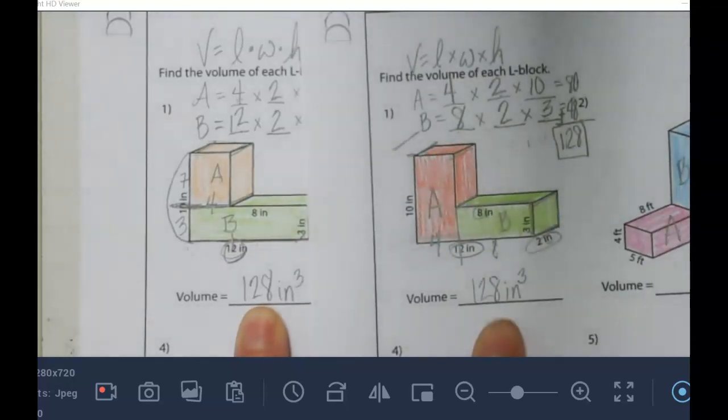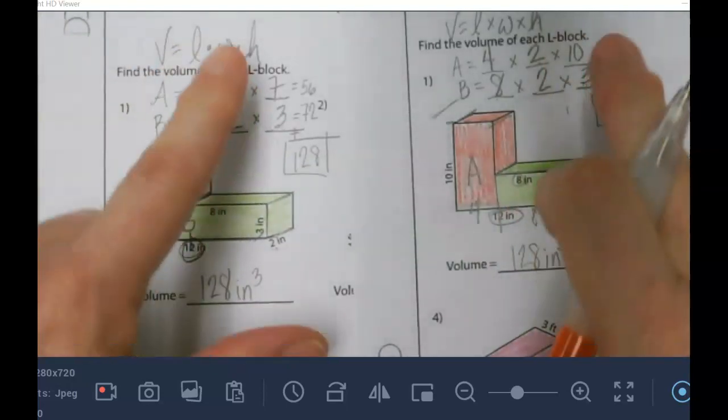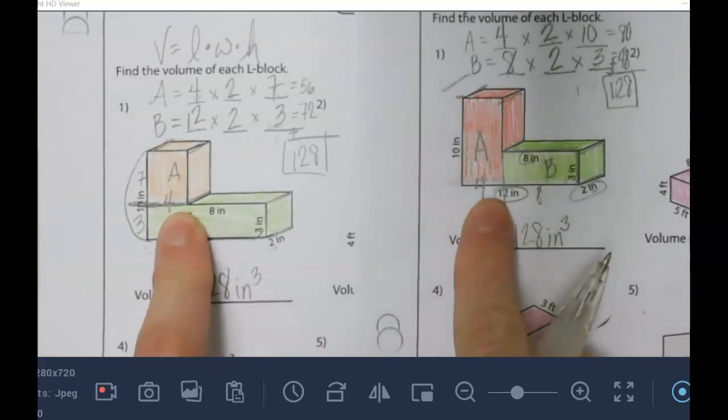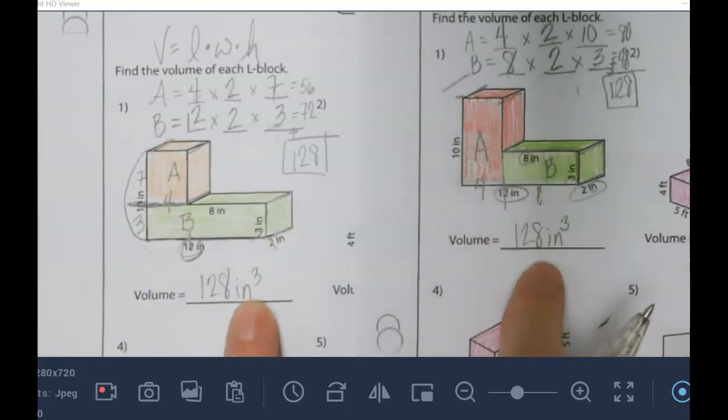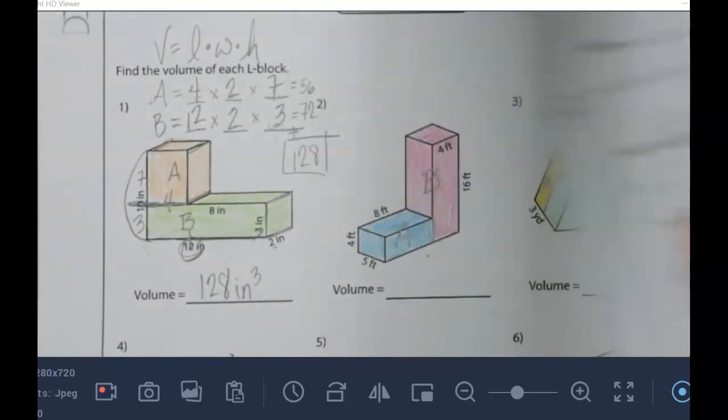128, okay? I had two different volumes up here for the A and B shapes because I chopped it in different areas, but the end result is the same. So I'm going to move on to number 2.